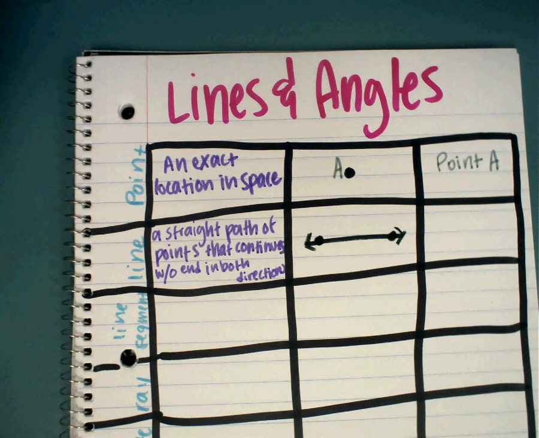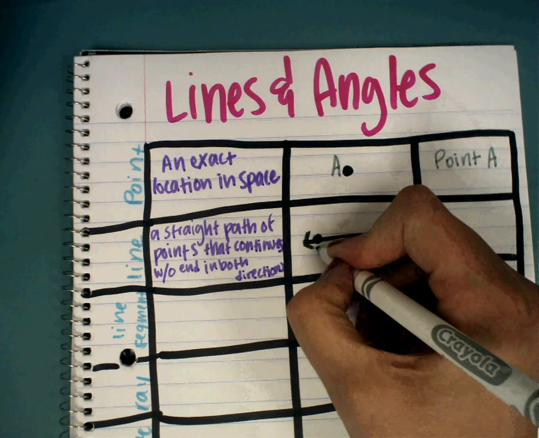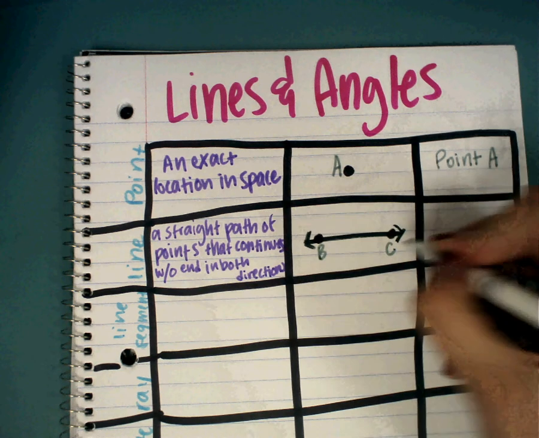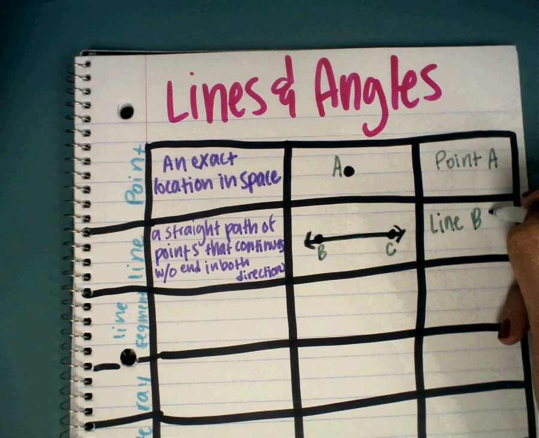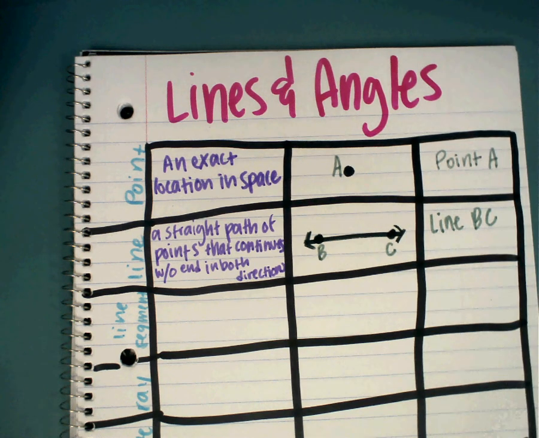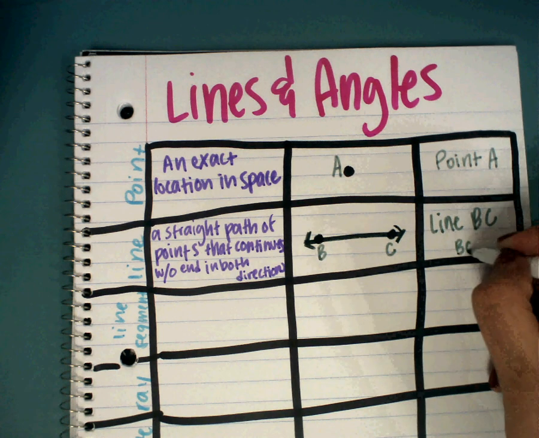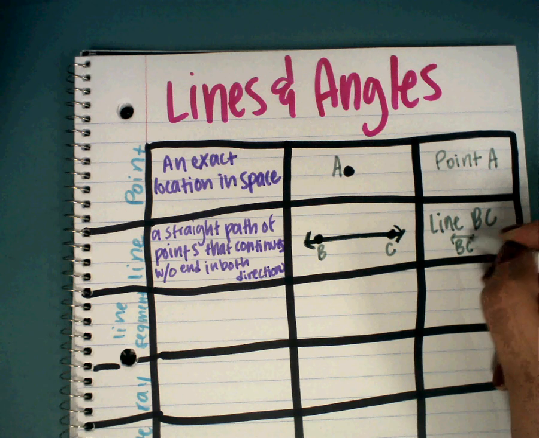So these are going to be called things. This point is called B, this point is called C. So this would be line BC or CB, doesn't really matter. Okay. We can also represent it like this, BC with a little line with two arrows on top of it.